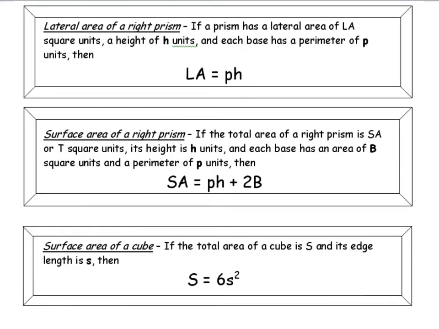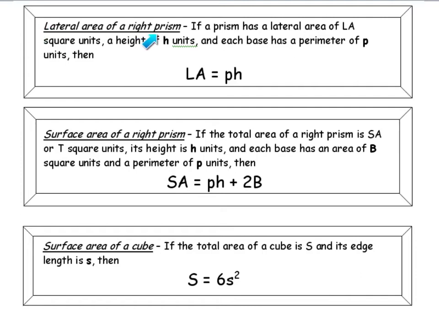Here we go. Here are the three formulas of a prism. Now prisms and cylinders, remember, are very, very similar here. The only difference between a prism and a cylinder is the base. The cylinder base is always a circle, so keep that in mind as we're going through here.